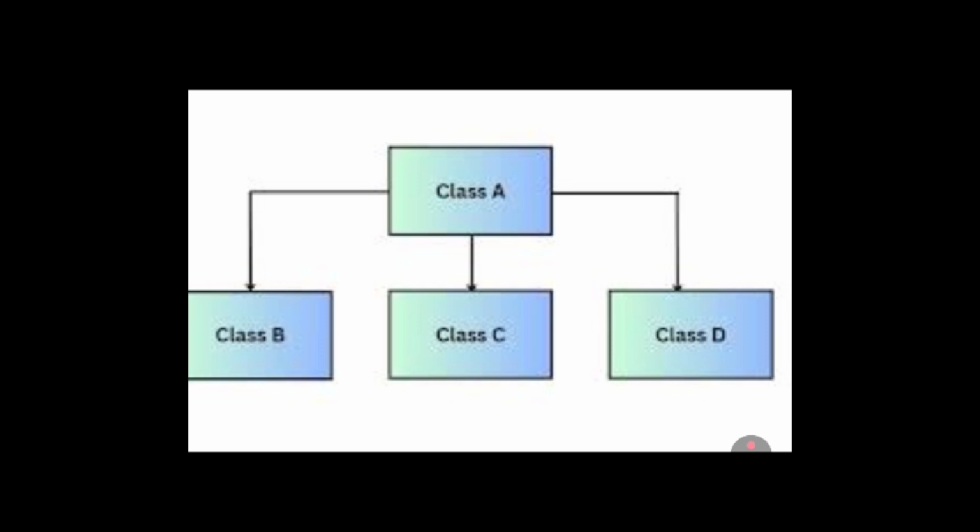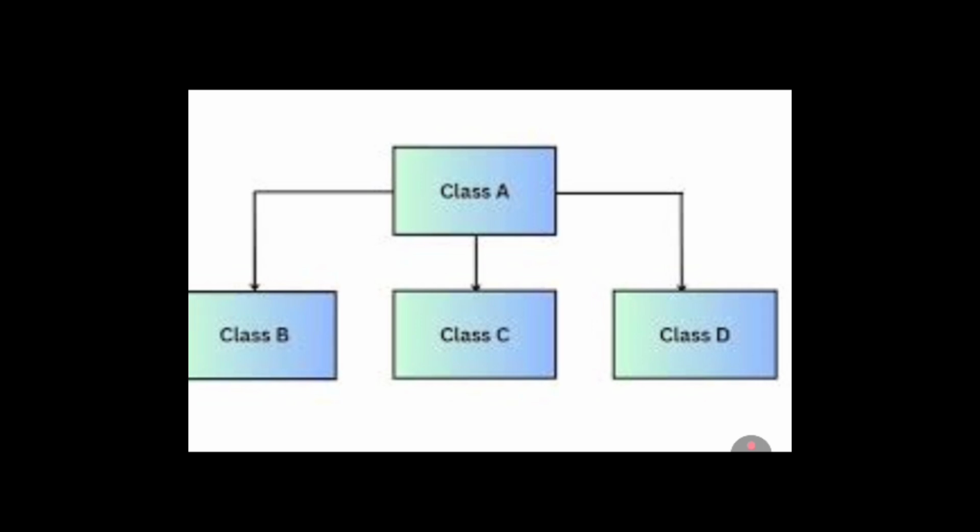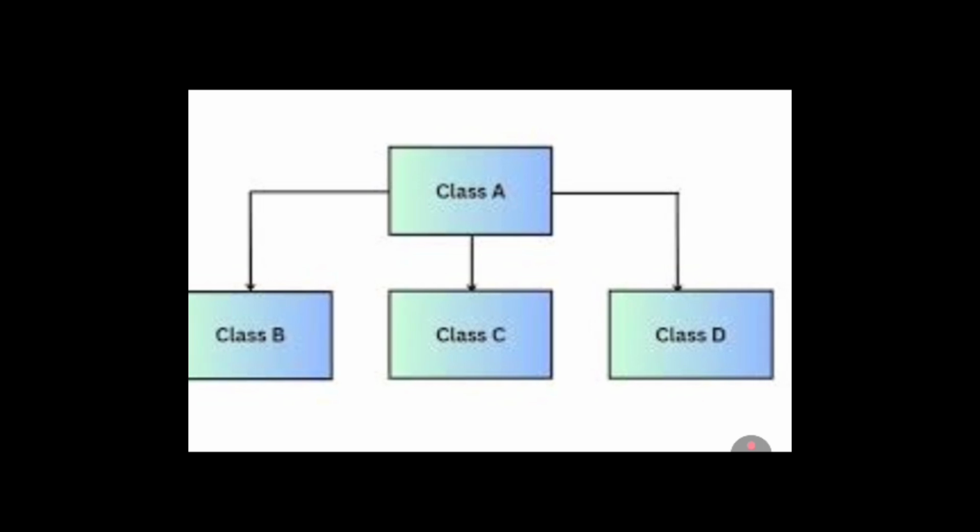Teacher might introduce additional properties like subject specialization and methods like teach. Student could add properties such as grade level and methods like study. Staff might have properties like department and methods like work. And in this way we can take our real life examples also.